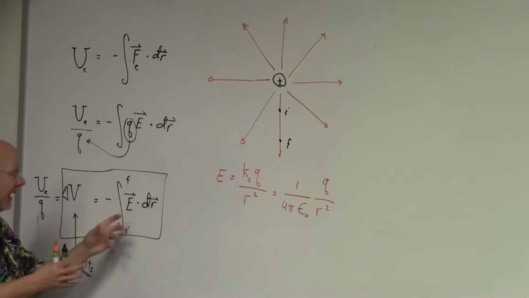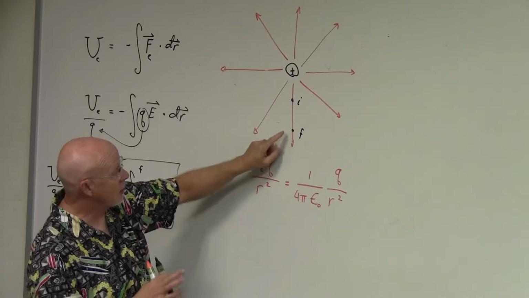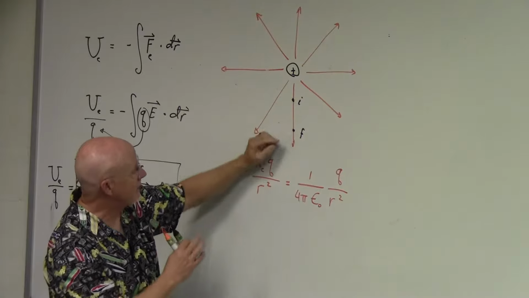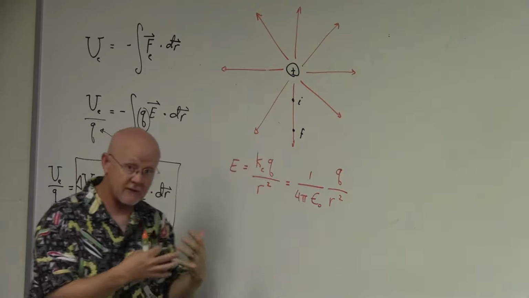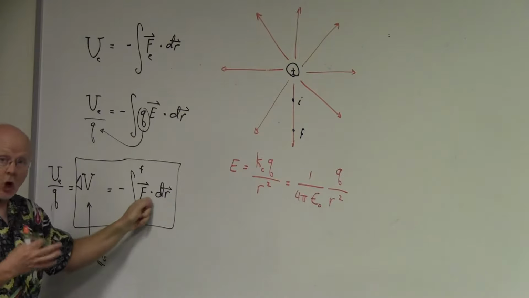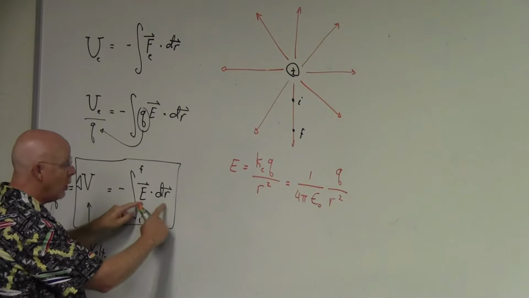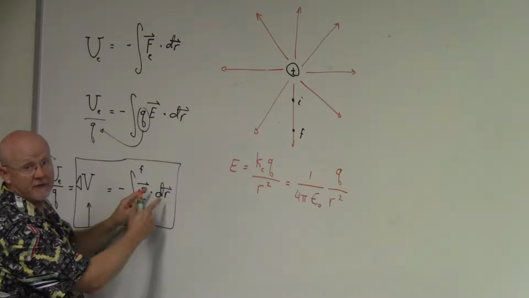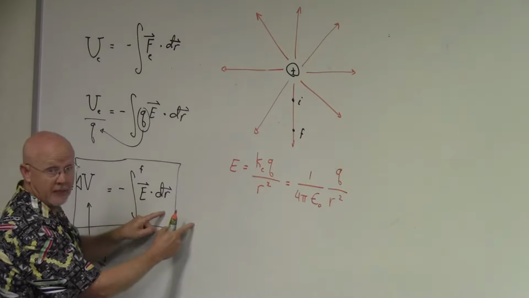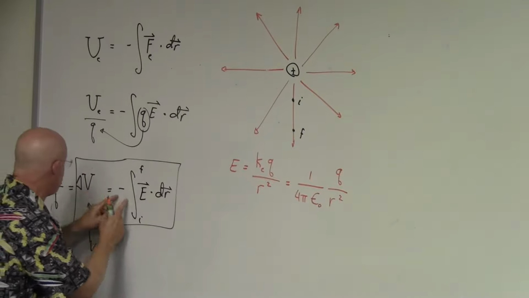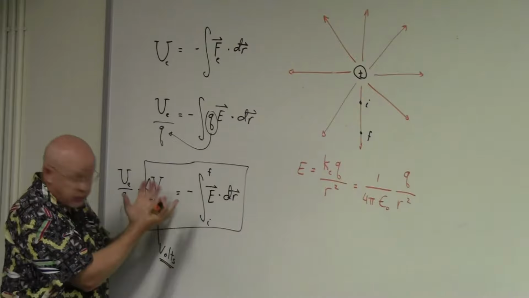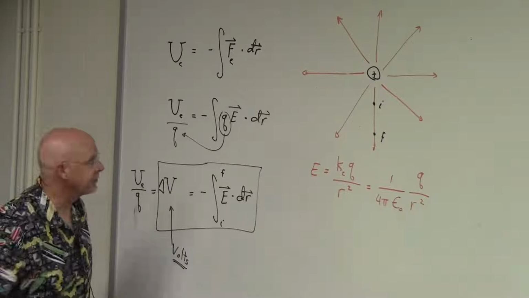Maybe I should point out the math. If I was here going the other way, if I went from final to initial, if I went from here to here, I'd go against the field. And so this dot product would have a cosine of 180 degrees. The direction of the field and the direction I'm moving would be 180 degrees apart. Cosine of 180 degrees is a -1. You put that -1 with this negative, and the change in potential then is positive. That's what this math is saying.